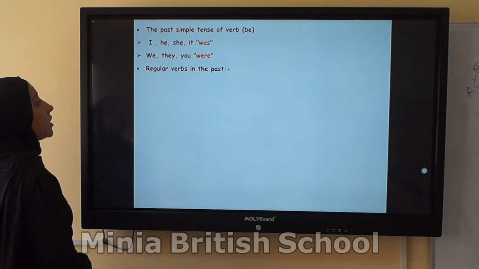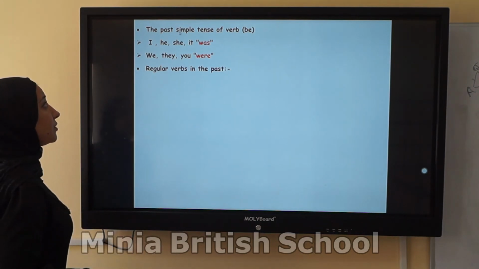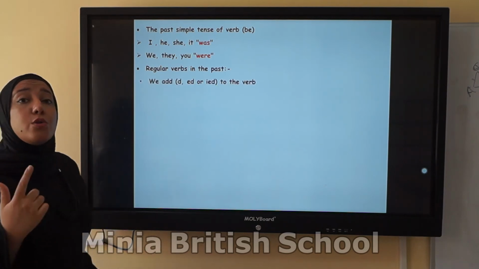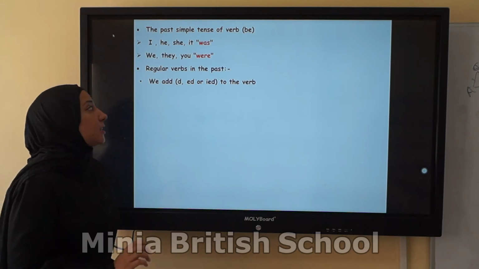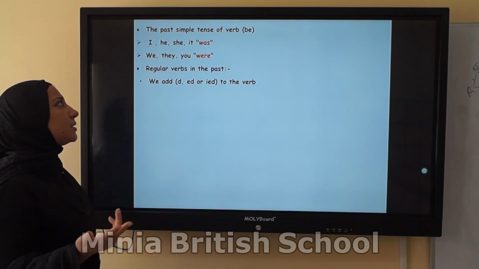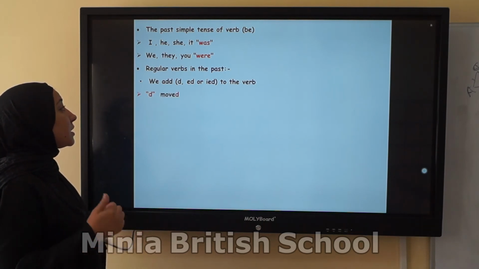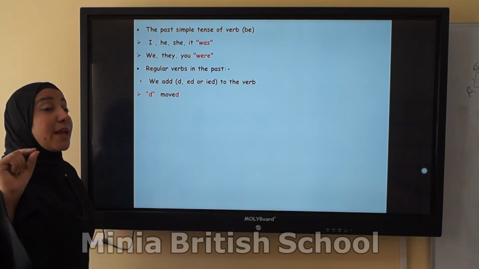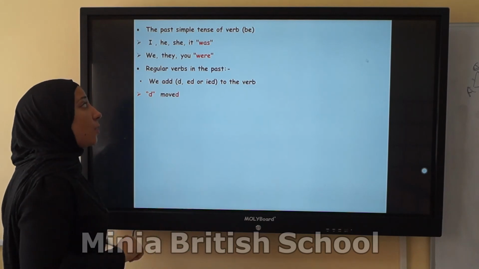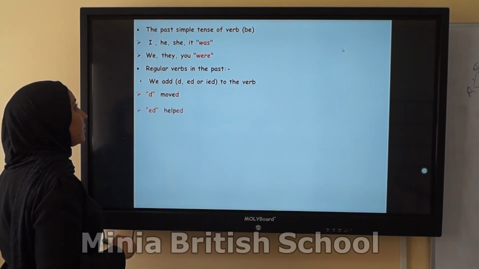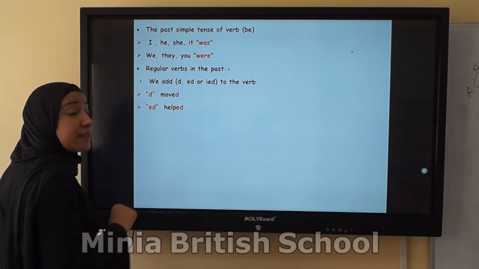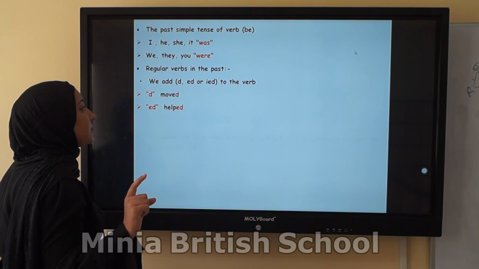Okay, regular verbs in the past. What are the regular verbs in the past? We add d, ed, or ied to the verb. When do I add d, when do I add ed, when do I add ied? Let's discover d. When the verb ends with e at the end. Can you see here? There is an e at the end. So I add d only. Ed. Is there an e at the end here? No, so I add ed.